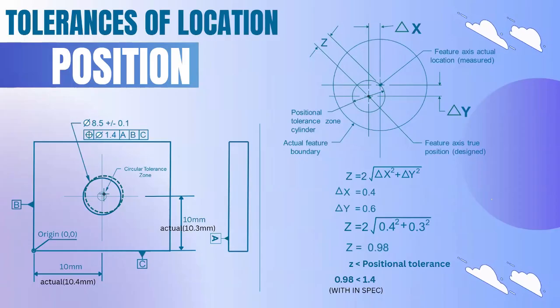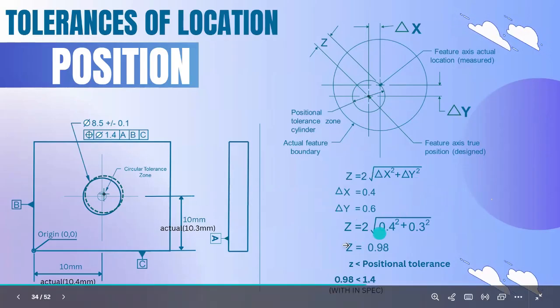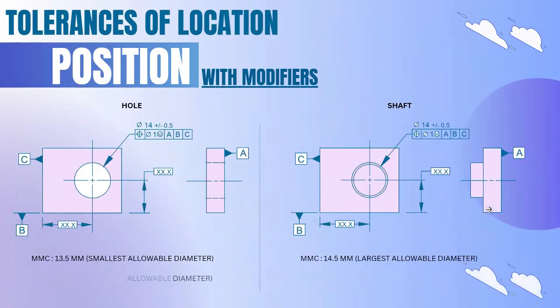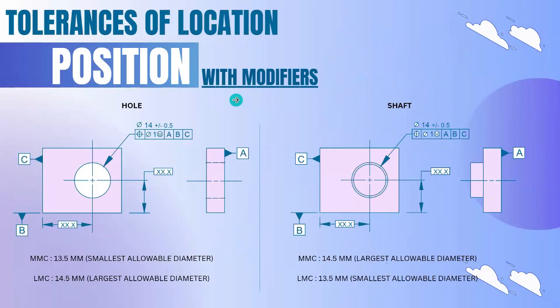It can easily fit. By calculating with this formula, we can find the position. Now we are going to see the position with modifiers, MMC modifiers.